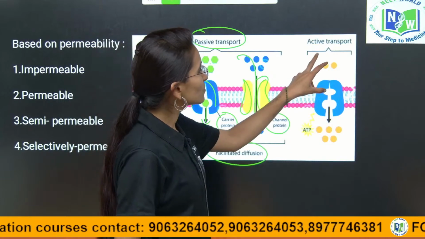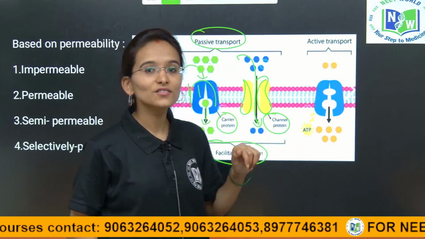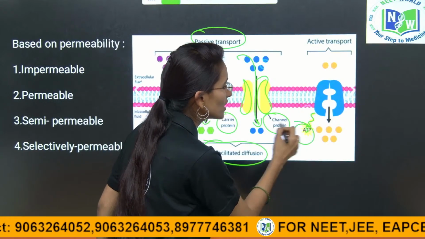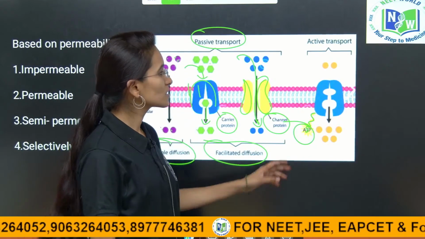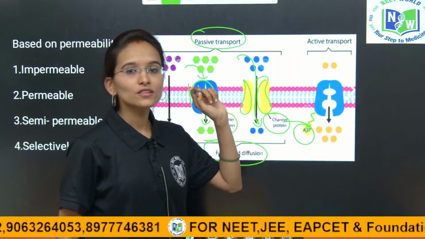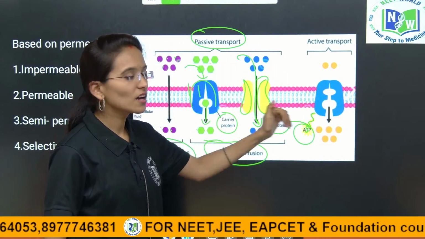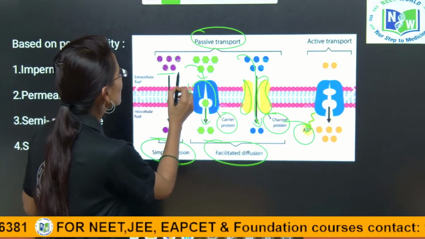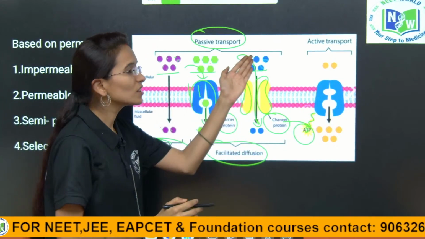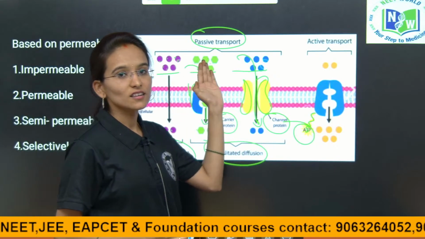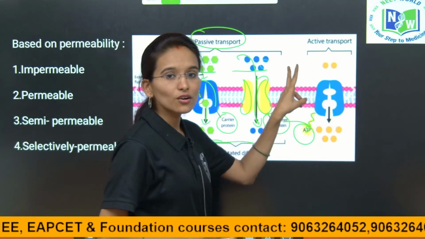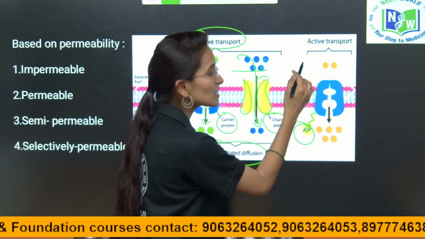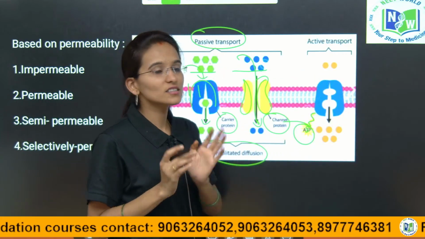Next we have active transport. In active transport, what we have learned is that there is a requirement of energy in the form of ATP to transport ions or molecules from low concentration to high concentration. See here, all the highly concentrated molecules are here, and here the concentration of those molecules or gases or solvents is less. So now we are transporting against the concentration gradient.